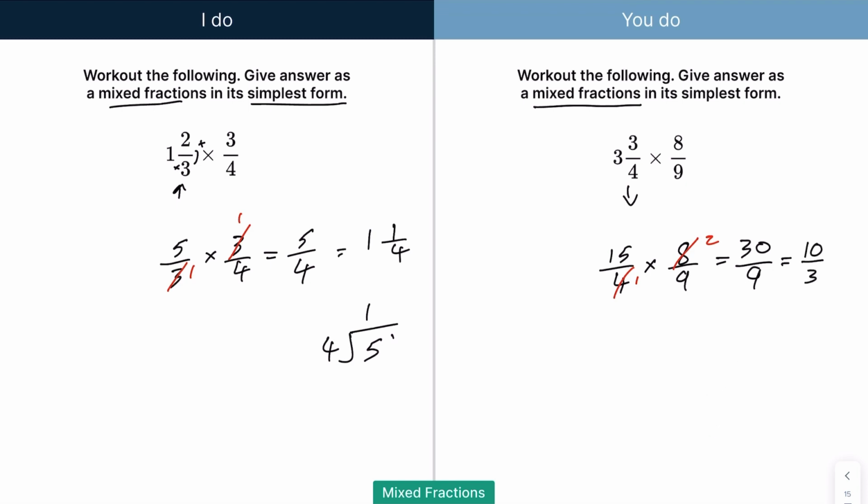Okay, so we can do that again. So 3 here, 10 here, so 3, that gives you a remainder of 1. So that becomes 3 there, 3 there, and a 1 there. There we go. And that is your answer there.